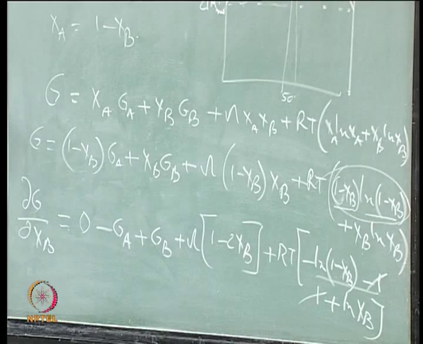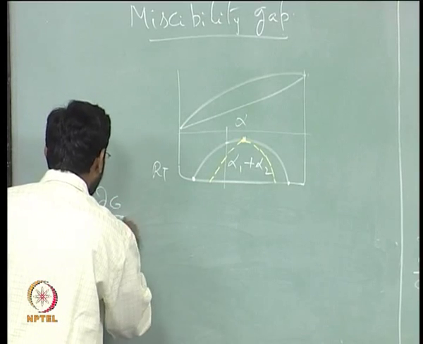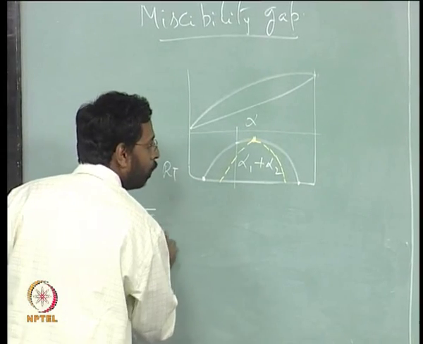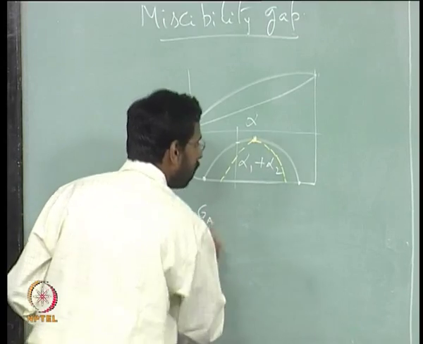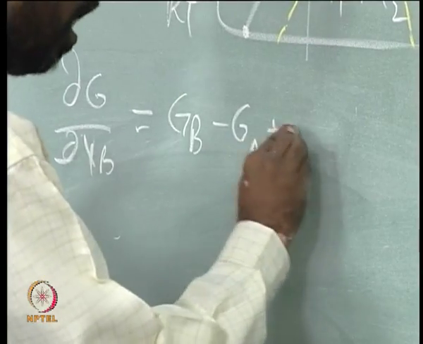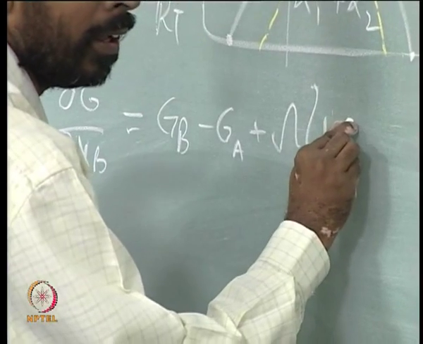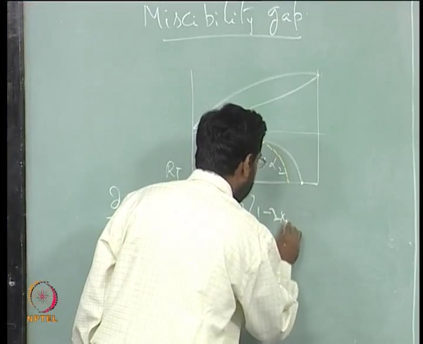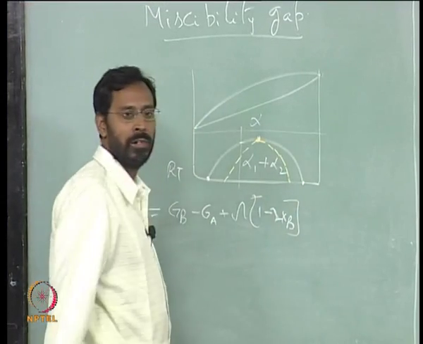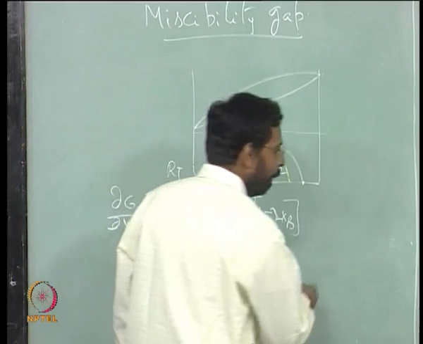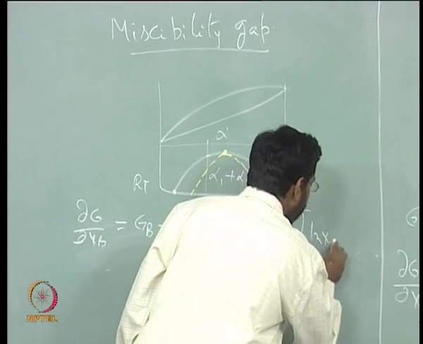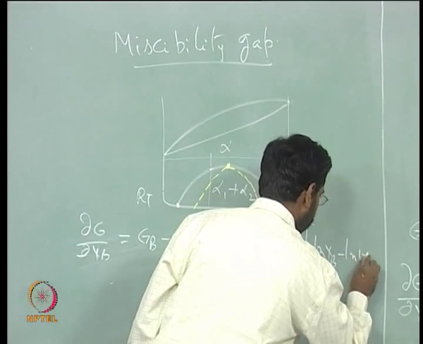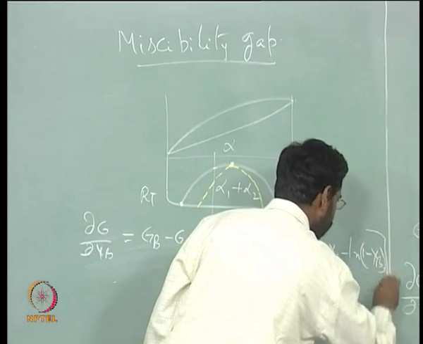The final expression for that is: dou g by dou xb is equal to gb minus ga plus omega into 1 minus 2 xb, plus RT into ln xb minus ln 1 minus xb. This is the first derivative.